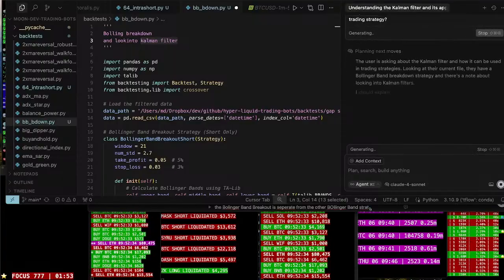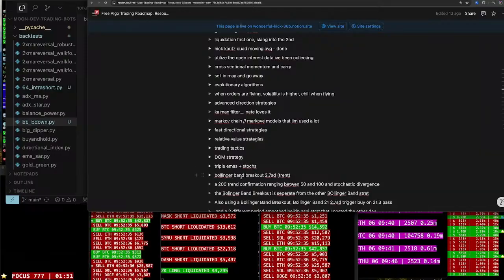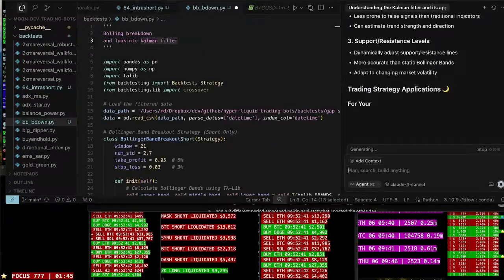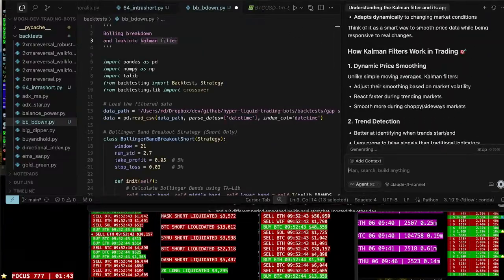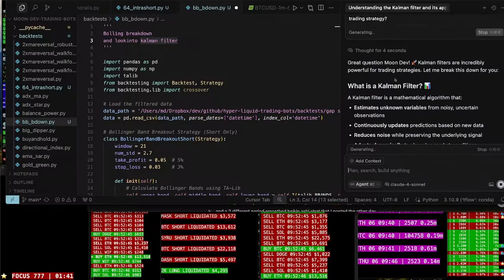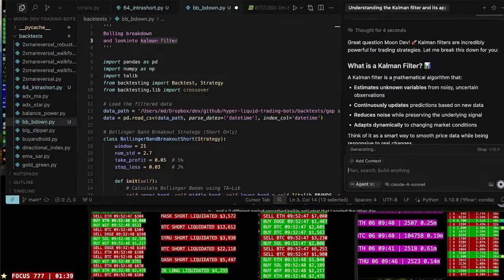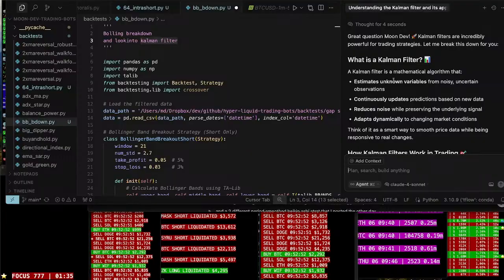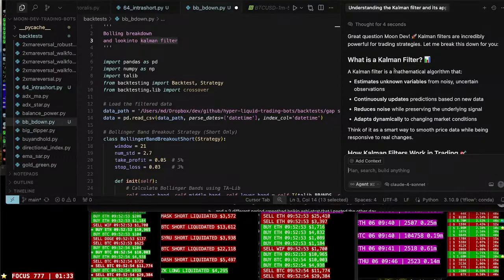Again, this is from my idea list. And then Bollinger Band breakout 2.7 SD. I think that means standard deviations. Okay, let's read about this because this is the game. This is the game we're playing. Great question. Kalman filters are incredibly powerful for trading strategies. Let me break this down for you.